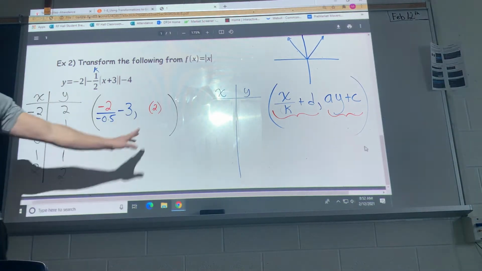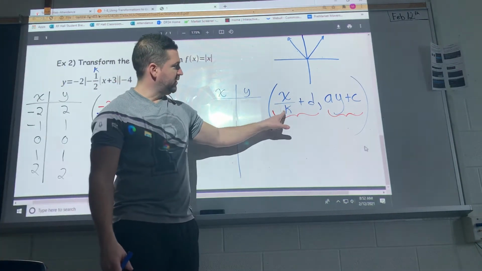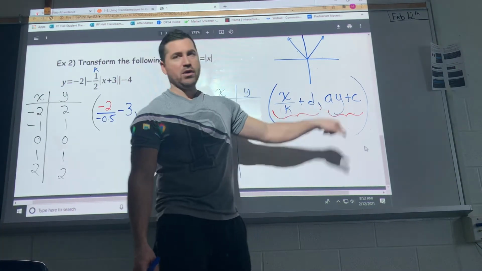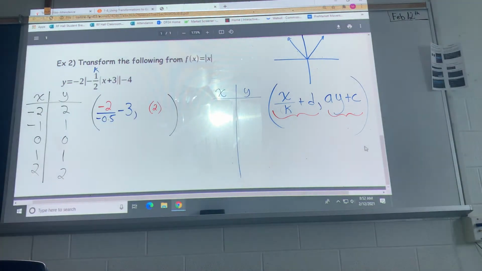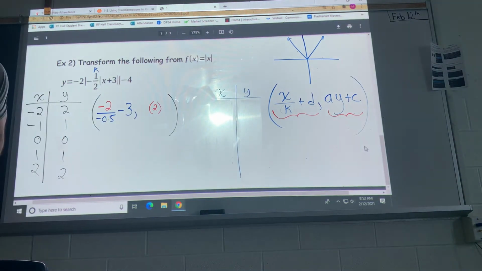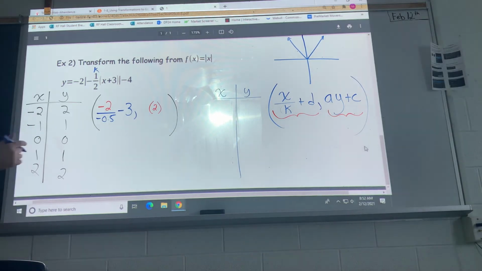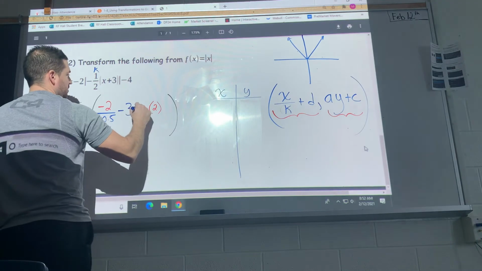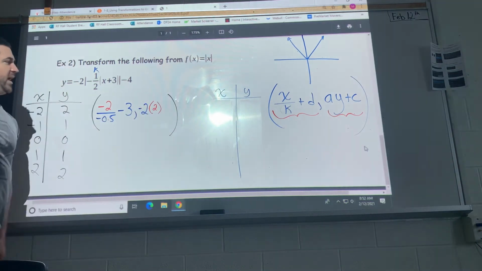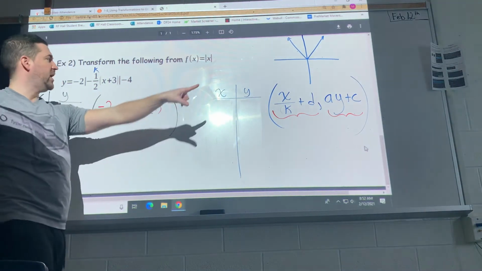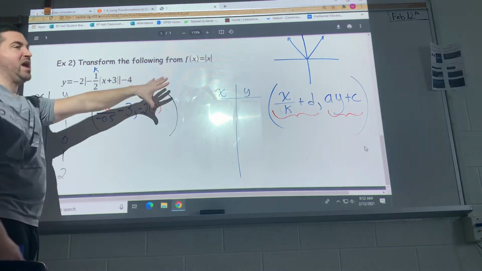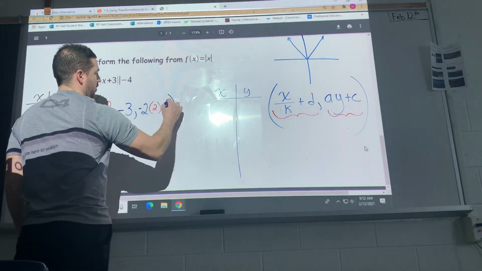Good. Now our A value, so I'm just going by the formula. We did the K, the D, now we're doing our A. So what's the A value? A value. Good, Esteban Dusa. I know you guys are paying attention. So -2. And our last one, which is our C value, which is outside of the brackets, is -4.